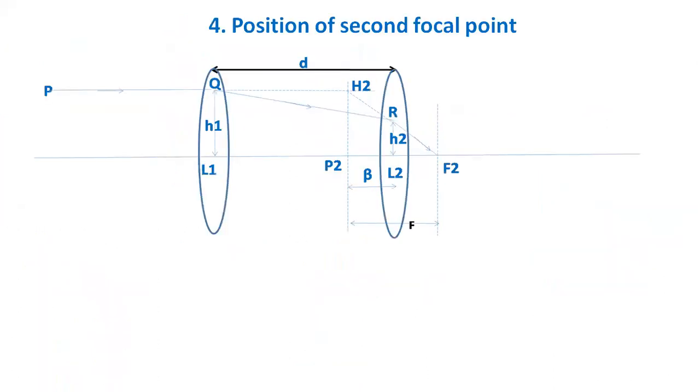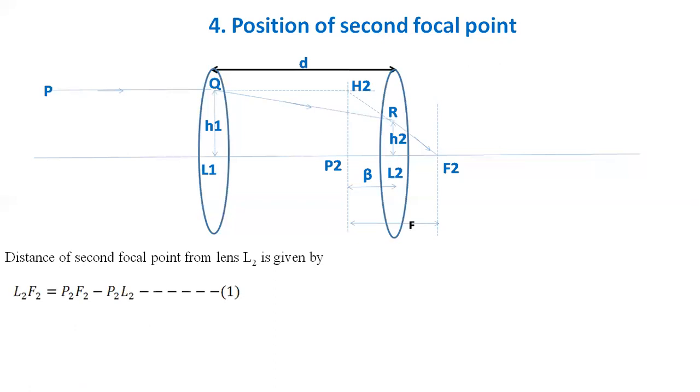Now this is the last one. You have to locate the position of the second focal point F2 from the lens L2. That is, you have to find the distance L2 F2, the position of F2 from the lens L2. For that, the distance of the second focal point from lens L2 is given by: L2 F2 is equal to P2 F2 minus P2 L2.